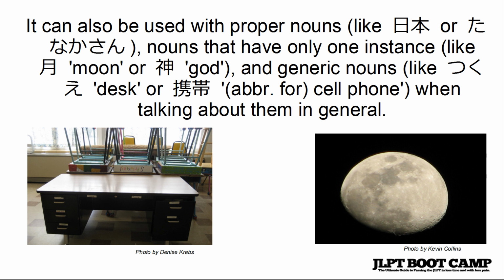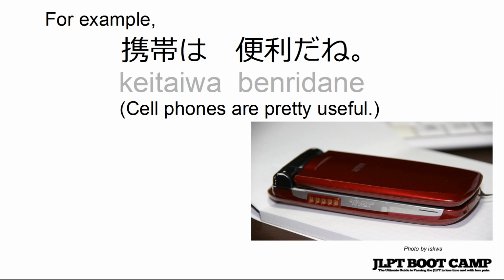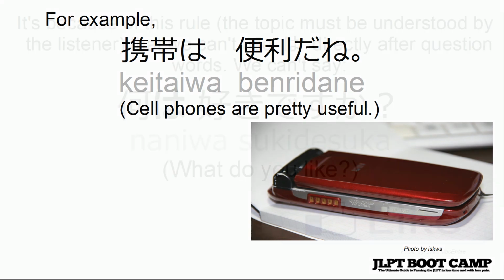It's also used to talk about generic nouns in general. For example, tsukue or keitai, which is a cell phone. If you want to talk about these in general terms, you would use wa. For example, "keitai wa benri dane." In this situation, you're talking about all cell phones as a general topic. So, cell phones are pretty useful. Not a specific one, not the one that you have in your hand, but all cell phones in the world are pretty useful. That's how you would use the wa particle to talk about that category of things.